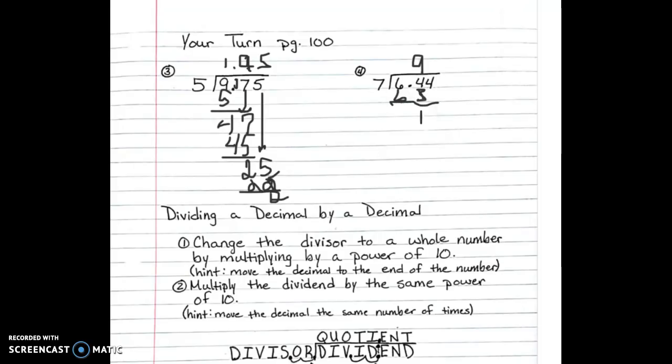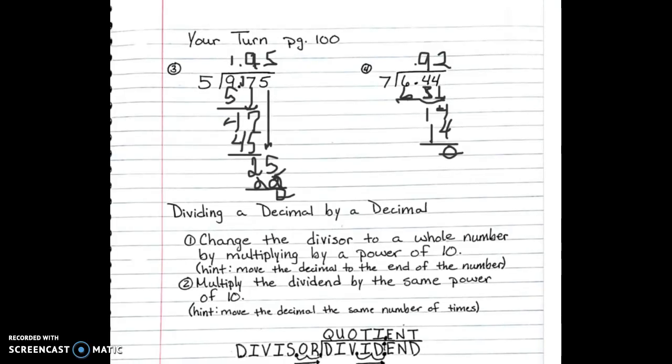Subtract that, you get 1. Bring down your 4. 7 goes into 14 2 times. 2 times 7 is 14. Subtract that, you get 0. And then what about our decimal? Our decimal floats straight up, so our quotient ends up being 92 hundredths, or decimal 92.